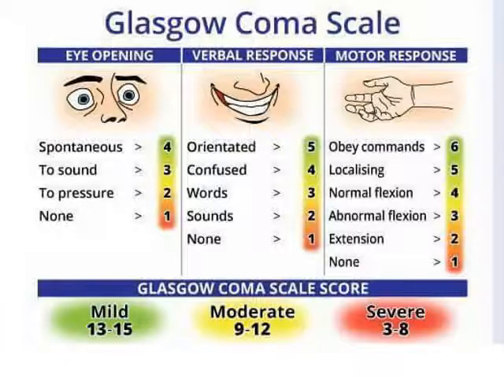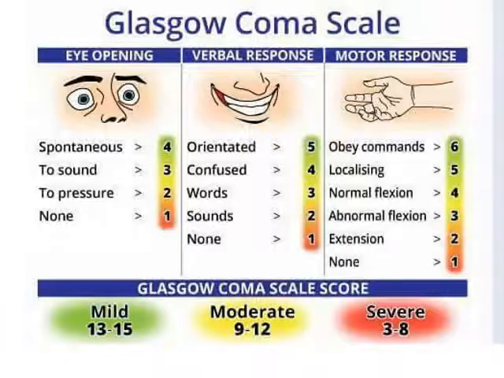So it's divided up into 3 components: eyes, verbal, and motor. Eye can be 1 to 4. So 1 means that you don't do anything. 2 means that you open your eyes to stimulation. 3 is open your eyes to sound. And 4 is that your eyes are open spontaneously.